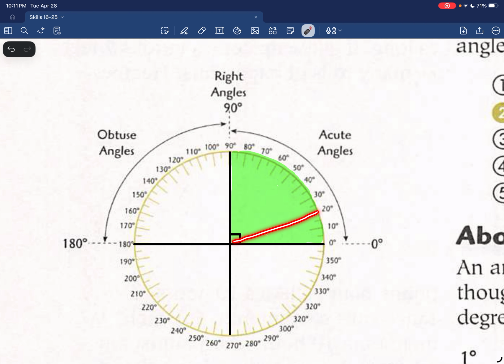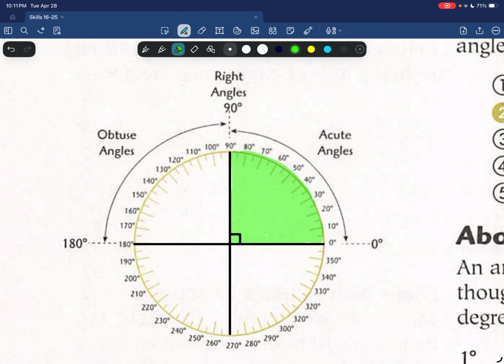So here's 20 degrees. Look at 10 degrees. That's tiny. Here's 45 degrees. Half of 90. Acute. So this is the first type of angle that I wanted them to know. Acute angles are from 0 to 90. If it's perfectly 90 degrees, it's perfectly right. It is a right angle.